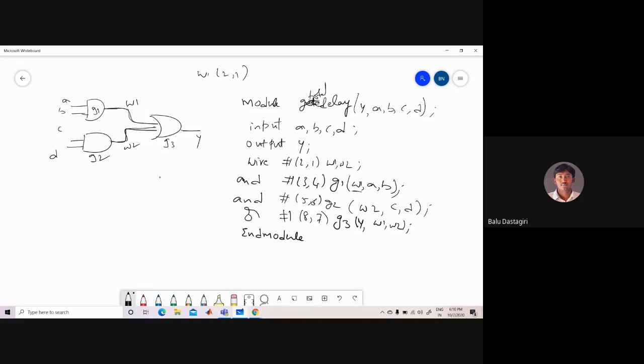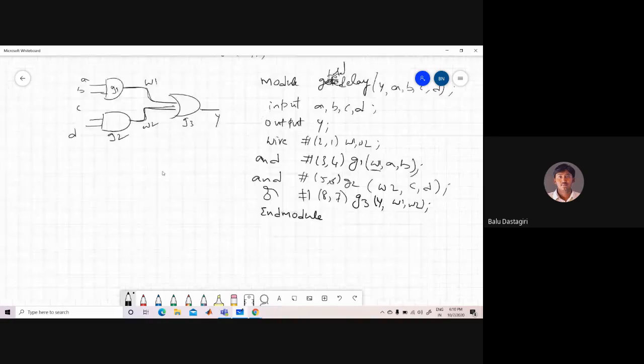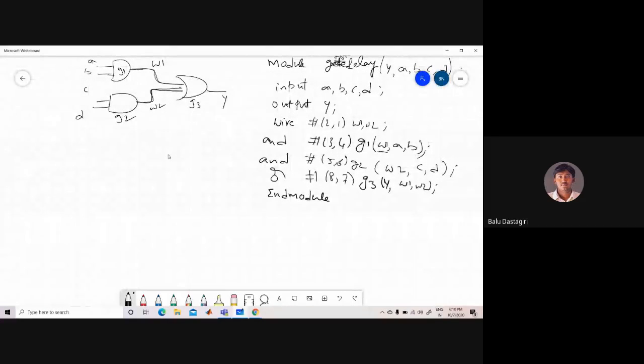After we have specified the delays here: wire 2 comma 1, the AND gate G1 with delay 3 comma 4, the AND gate G2 with delay of 5 comma 6, and the OR gate with delay of 8 comma 7. Now let us see how the output will be. Take the time steps here.